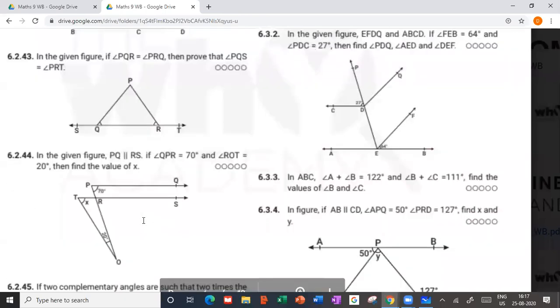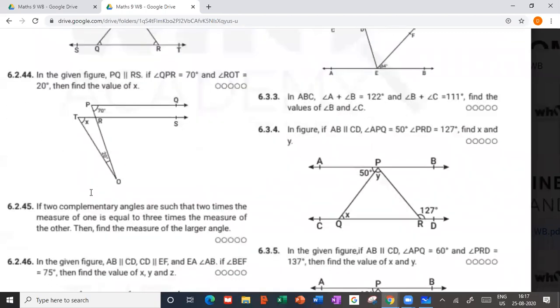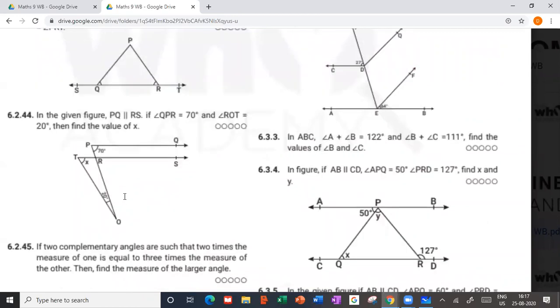I don't see... Oh, I found one more. The 44th one. Check that. They have given you a little bit weird figure. They have said that they are parallel. Okay, PQ is parallel to RS. Oh, PR is the transversal. Okay. And what do you want to find? The value of X?